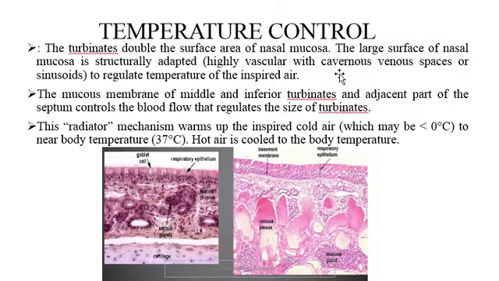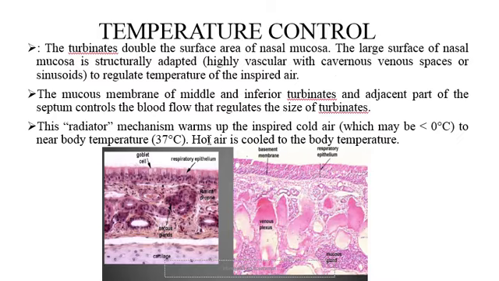The temperature control function is acting by the radiator mechanism. We know the turbinates double the surface area of the nasal mucosa. The large surface of the nasal mucosa is structurally adapted to regulate temperature of the inspired air. The mucous membrane of the middle and inferior turbinates and adjacent part of the septum controls the blood flow that regulates the size of the turbinates. This radiator mechanism warms up the inspired cold air to near body temperature, and hot air is cooled to the body temperature.